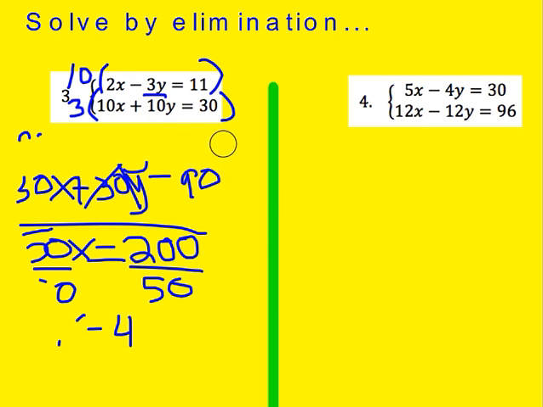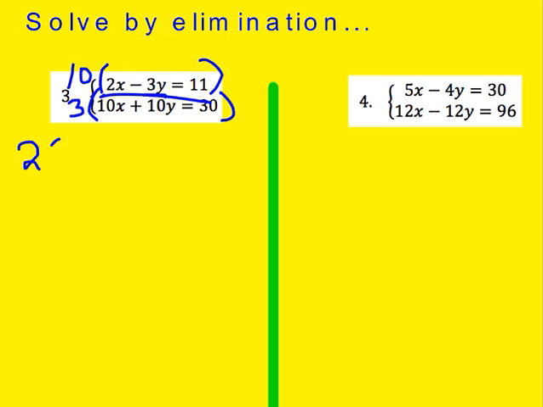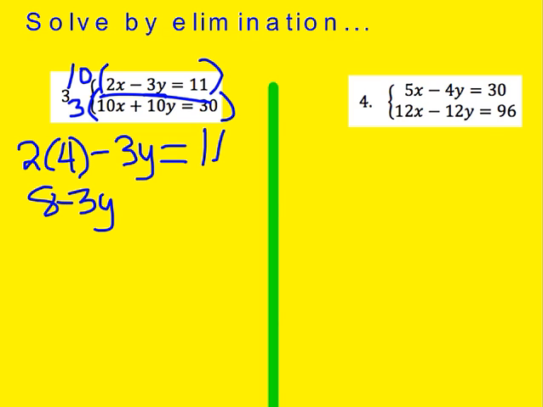Now remember, you can use your new version or you can use the original when you plug it back in. It doesn't really matter. I'm just going to do this one because it has smaller numbers. So remember that I determined that my x was equal to 4. So I'm going to take x out and I'm going to put 4 in instead. And then the rest of that top equation is going to stay the same. So then I have 8 minus 3y is equal to 11.